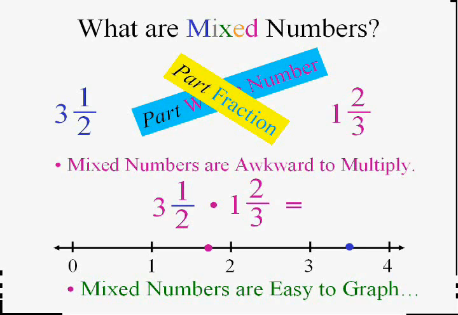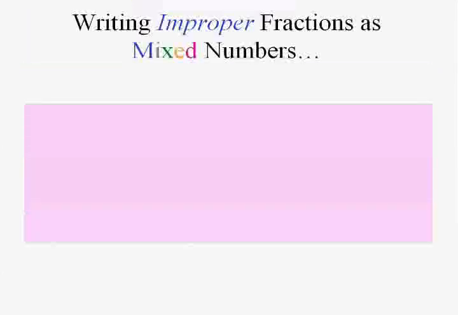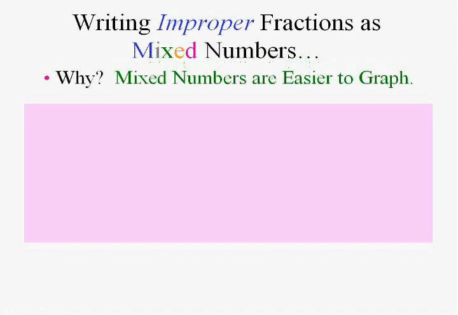The problem with mixed numbers, while they're easy to graph, is they're awkward to add, subtract, multiply, or divide. How would you do this? Here's where we're going to have to go to our old buddy, improper fractions, because they are easy to add, subtract, multiply, and divide. So we're going to need to go back and forth. Let's start learning how to write an improper fraction as a mixed number so that we could graph it.